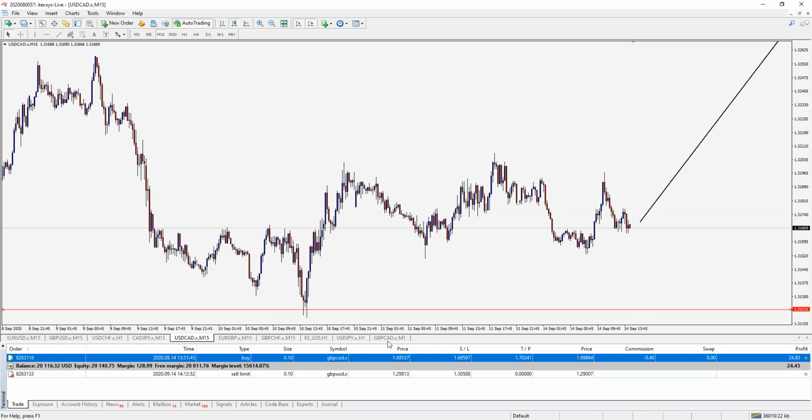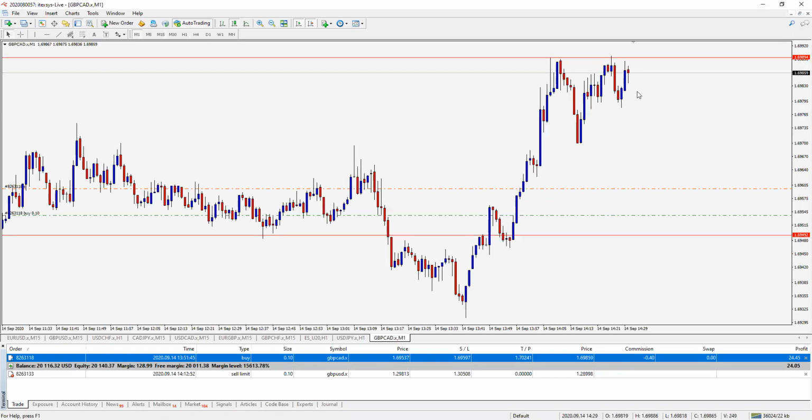Okay, let's go back to this USD/CAD, and still waiting for the price to create a new high. Let's see. All right. Any questions, guys?